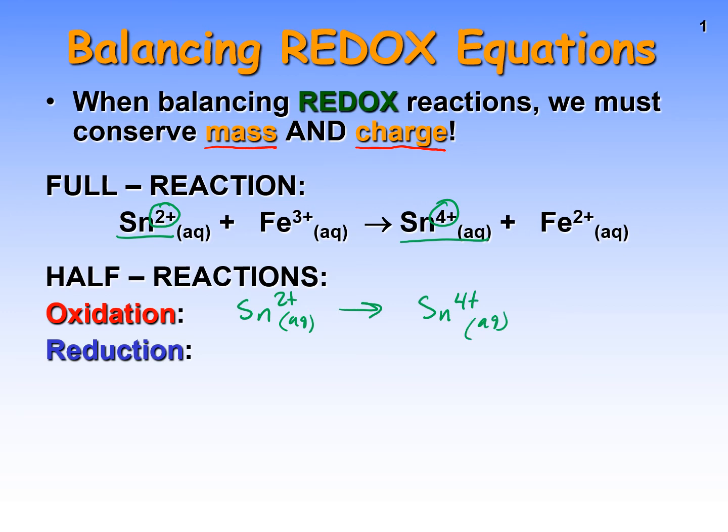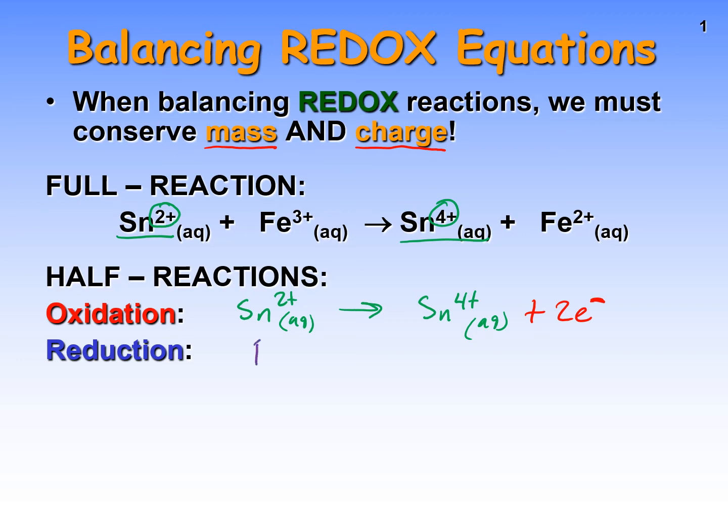Now I need to balance this half reaction because we have one tin on both sides, but our charges aren't equal on both sides of the half reaction. The way we balance charge is by adding electrons. I have a 2 plus charge on the left side and a 4 plus charge on the right side. How can I make the charges the same on both sides? I can add 2 electrons to the product side, because then I get 2 negative charges on the products. -2 plus 4 gives me +2, which is the same as the other side of my reaction. So this is now a balanced half reaction.